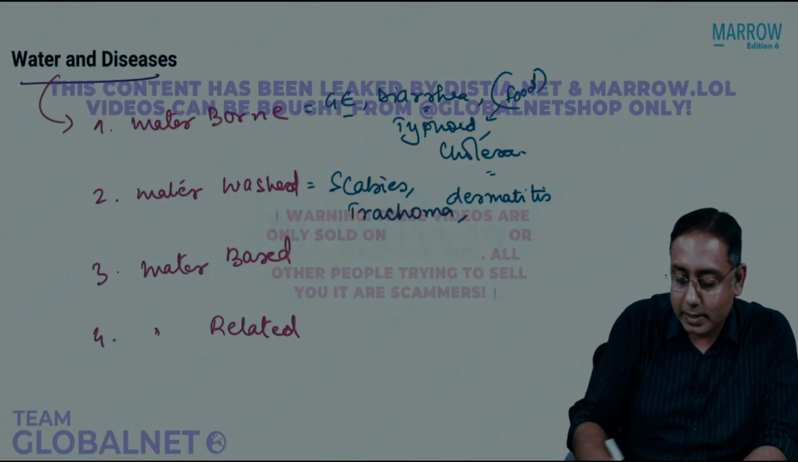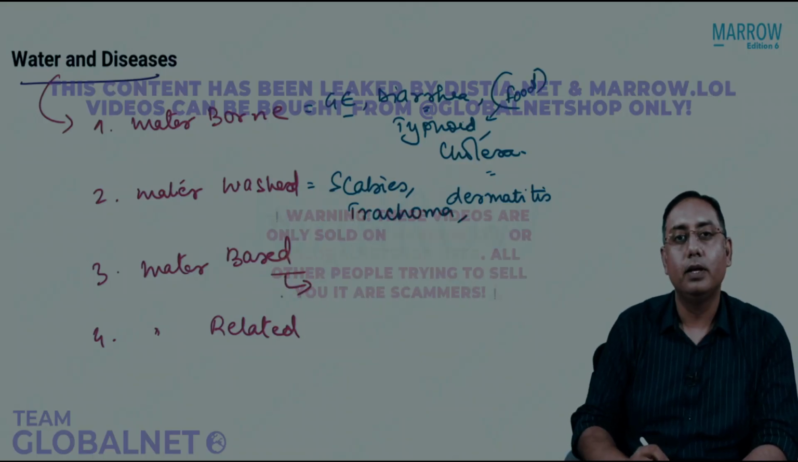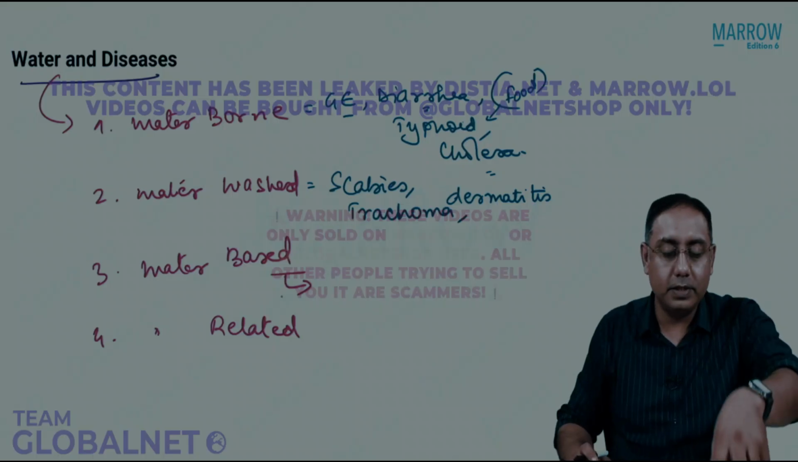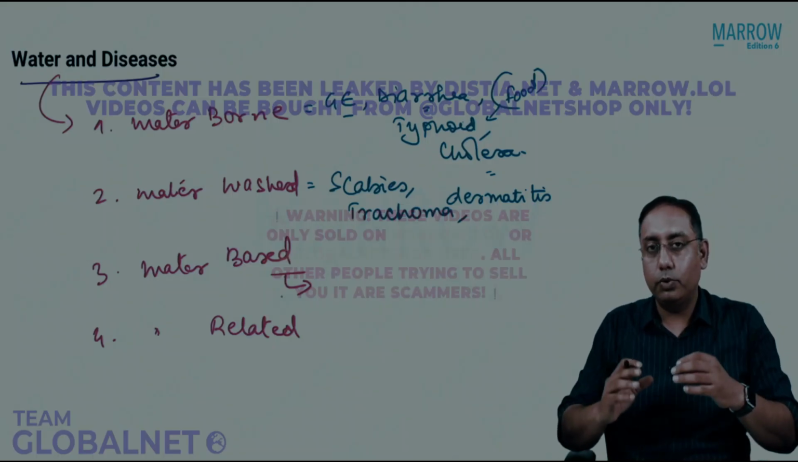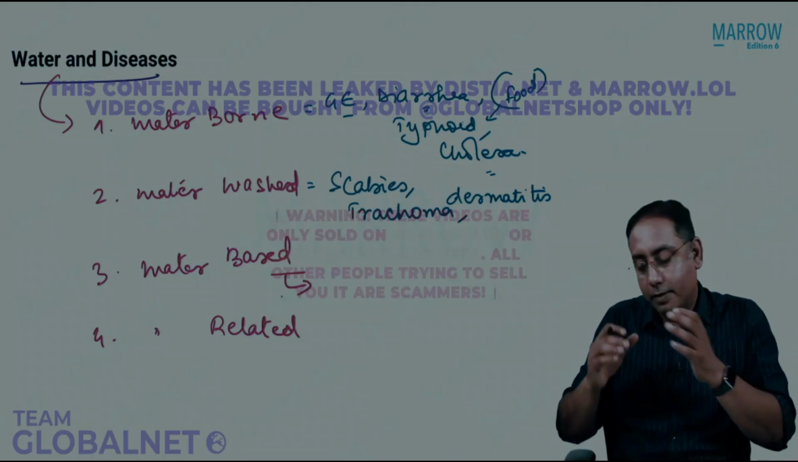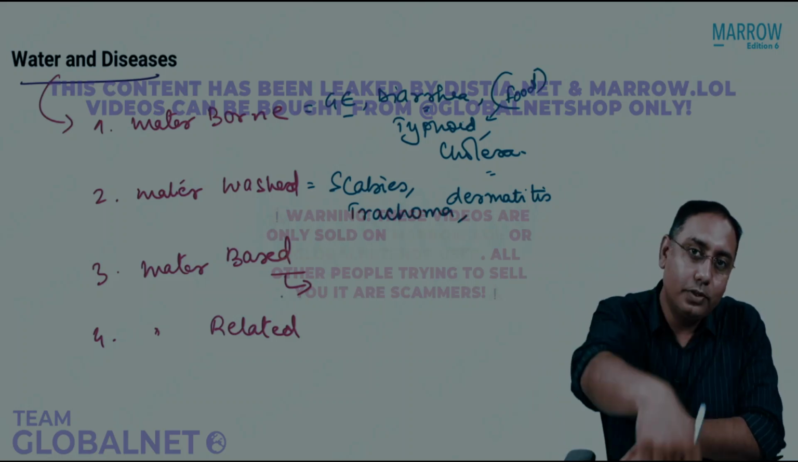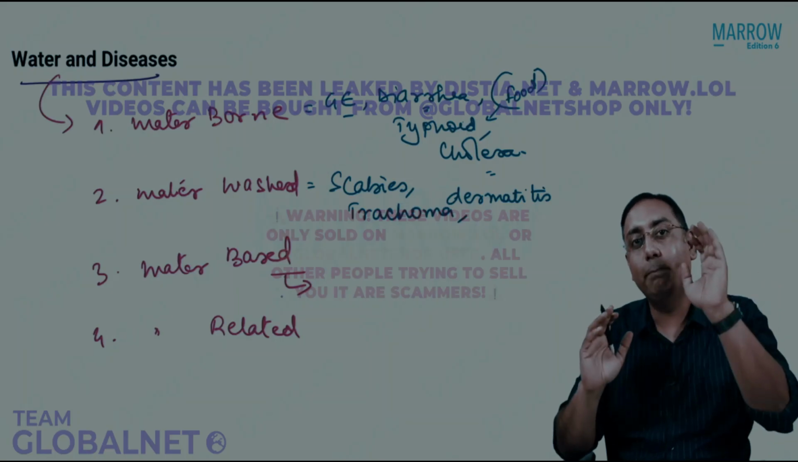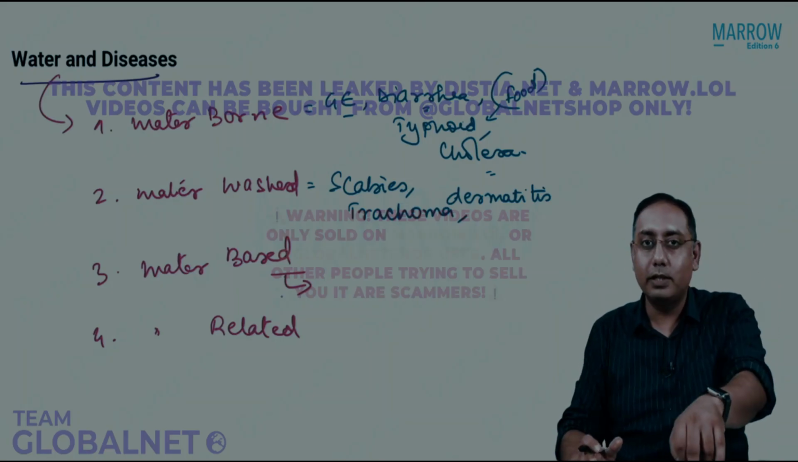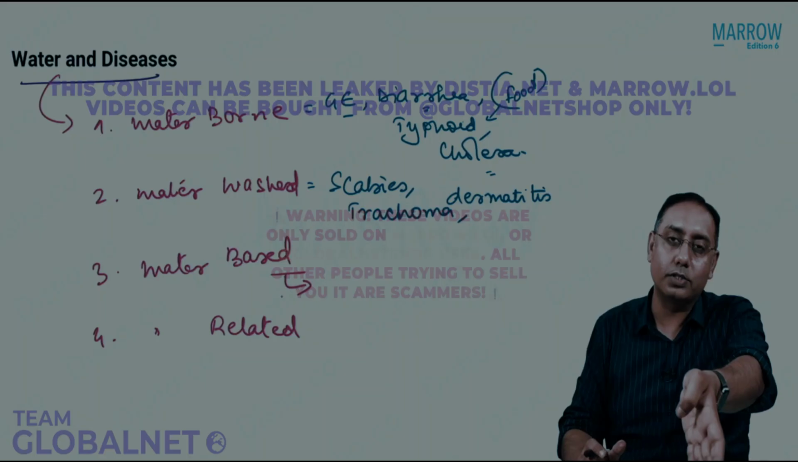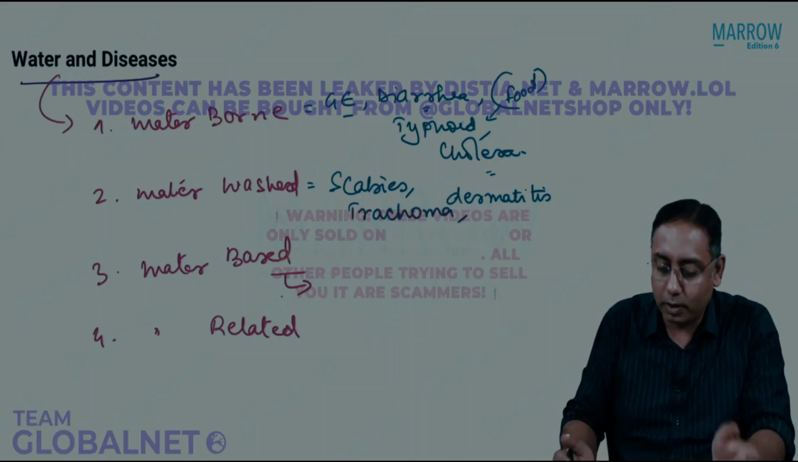Next is water-based disease. What are water-based diseases? The agent lives in water. You don't live in water, right? We are humans. We don't live in water. We go into the water, and because we go into the water, we get a disease. That is a water-based disease. The agent was in the water. The vector was also in the water.